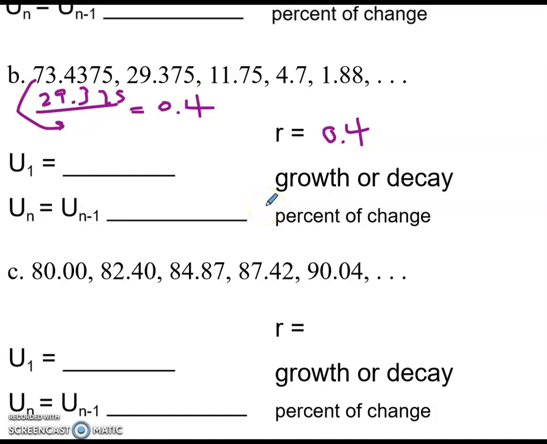You may find that some of these may be like a 0.399, and maybe the next one's 0.401. It's really close to 0.4, but a slight difference, and that may be because the numbers themselves are being rounded. But we're going to accept that the R value is going to be 0.4, even though the numbers may be off just a little bit. You may see that especially on problem C. But U of 1 is 73.4375. That is the first answer. We're multiplying by our R value, which is 0.4.